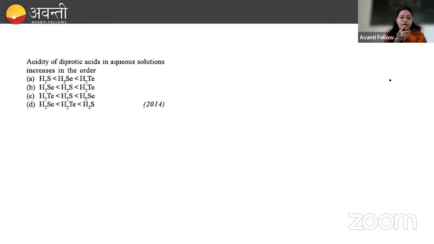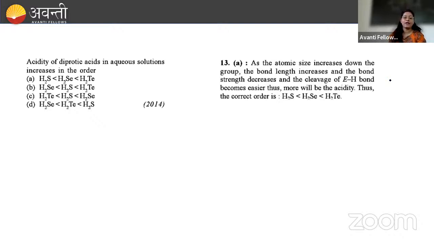Next, acidity of diprotic acid in aqueous solution increases in the order. So here we need to consider the acidity for these acids. As the atomic size increases down the group, the bond length of these acids also increases, and that's why the bond strength decreases. So the cleavage of the element-to-hydrogen bond becomes easier, and that's why the acidity will be more. The correct order is this much.